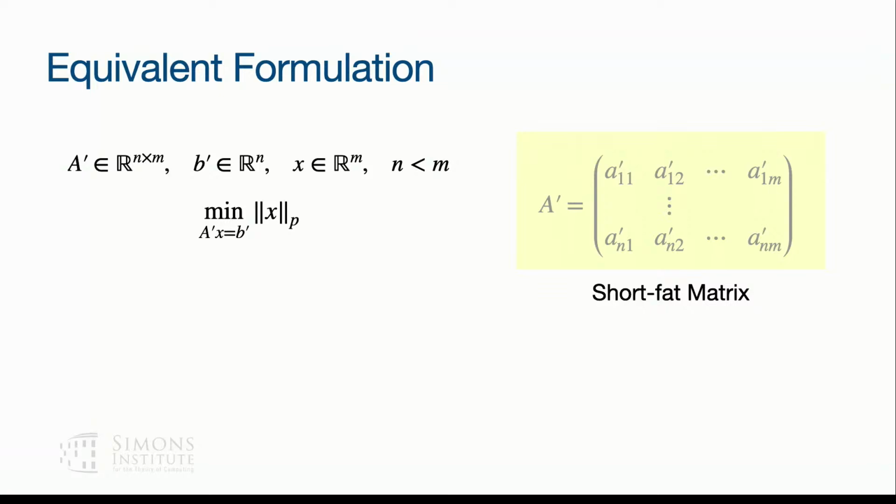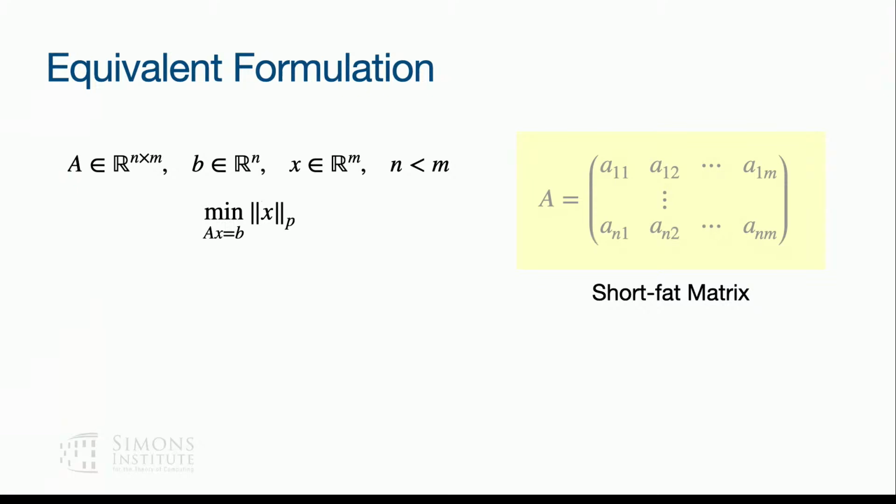setting as well. So in this case, it's more like you have a hyperplane, and you want to find a point on the hyperplane that has the minimum LP norm. So now A is a short fat matrix, and let's say it has dimensions n by m. And the variable has m coordinates. So look at this setting for now.